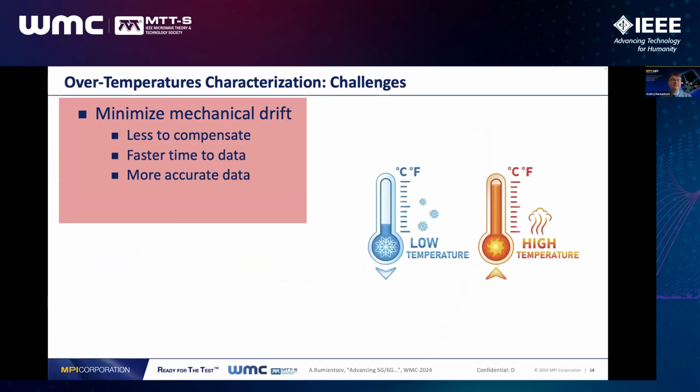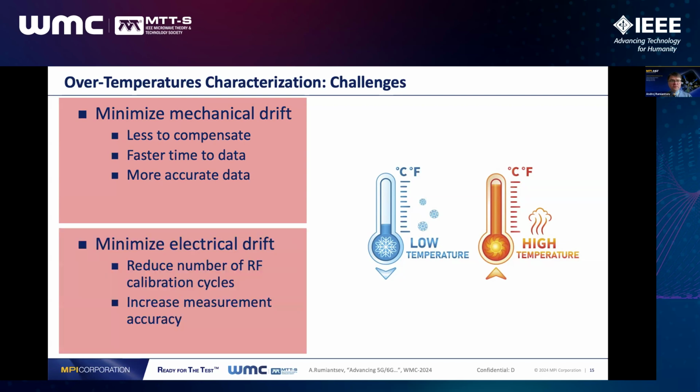One such challenge is how to minimize the mechanical drift of the system when you do long-term measurements and the chuck of the system is sitting in one specific location of the wafer system. Why this is critical is because if this mechanical drift is minimized or completely eliminated, we have less mechanical distances that have to be compensated by the automated parts of the system. We can collect the data much faster, so we have faster time to data, and the measurement results can be much more accurate.